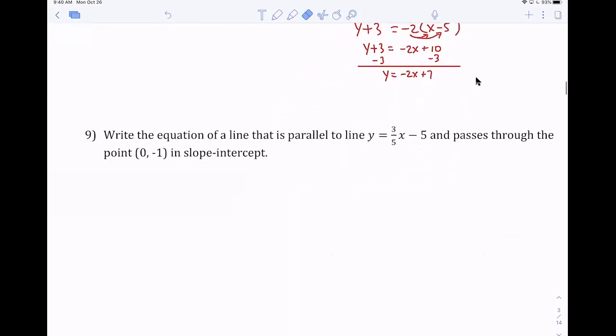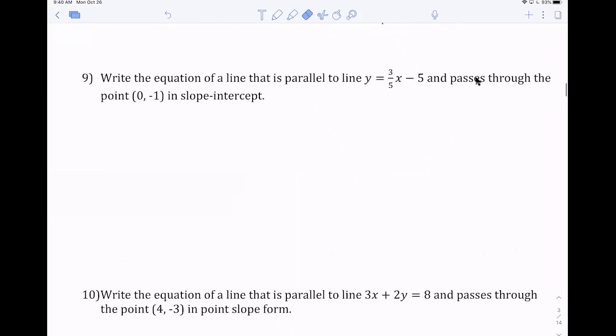All right, Sean, go. What's the slope of the parallel line? 3/5. Good. Uh-oh, you got an easy one.